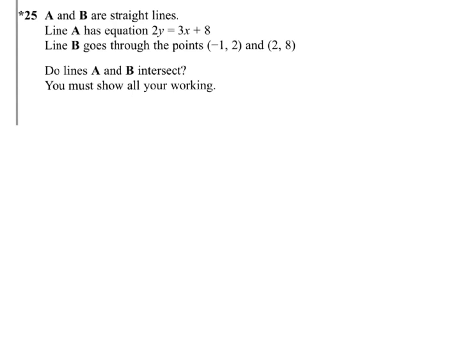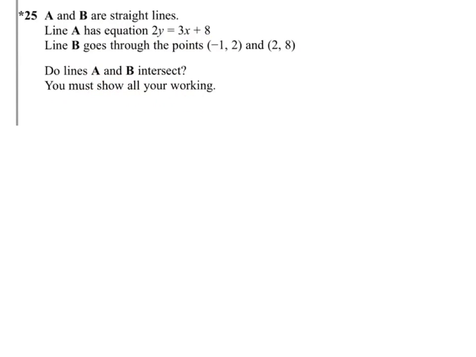Question 25. A and B are straight lines. The line A has equation 2y equals 3x plus 8, and line B goes through points (-1, 2) and (2, 8). Do lines A and B intersect? You must show all your working.